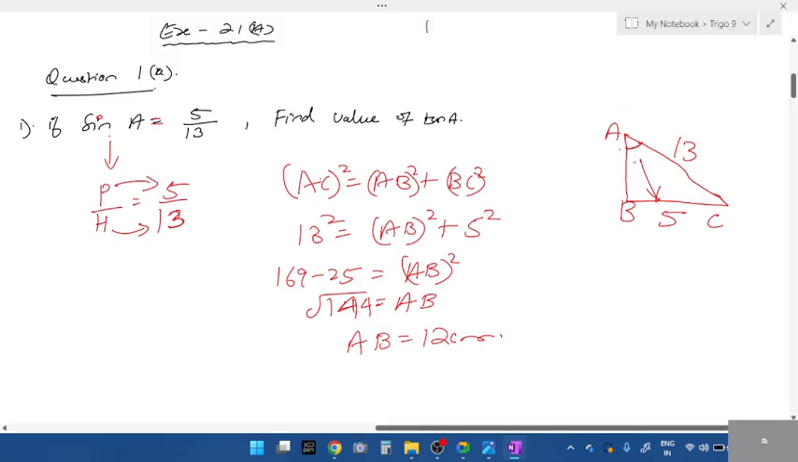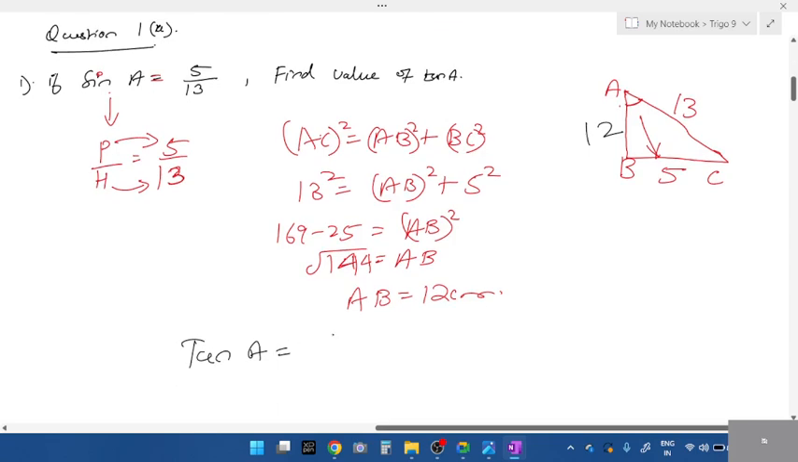Okay, I'll complete it. Then you can write. What is tan now? What is tan value? Respond. Tan A. What is tan formula, students? Yes, perpendicular by base. With respect to angle A, which is perpendicular? 5 divided by which is base? Base is 12. If they ask cot, sec, we can find all the values, right? If you know hypotenuse, perpendicular, and base, you can find all the values.